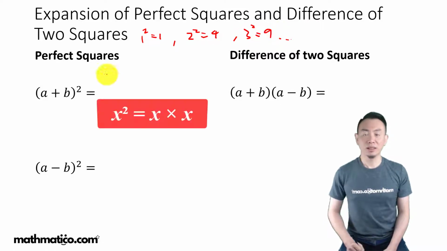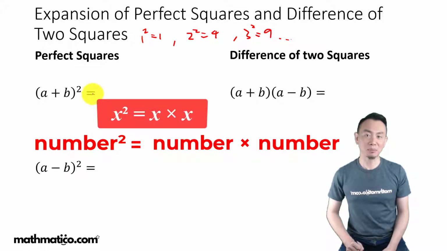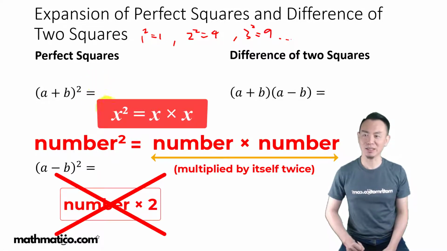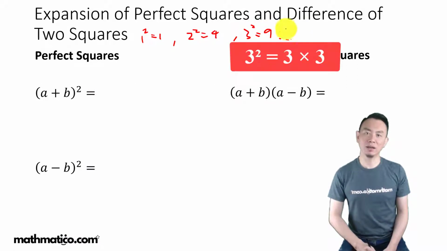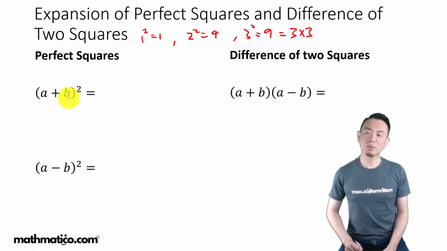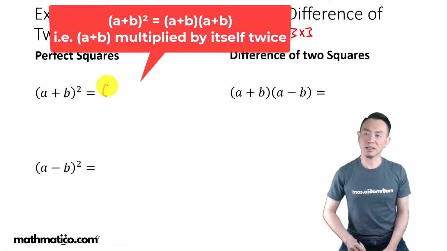And so on. Now any number squared is the number multiplied by itself twice, okay? Not multiplied by 2, but multiplied by itself twice. For example, 3 squared is equals to 3 times 3, right? 3 multiplied by itself twice. So in the same way, (a plus b) squared is (a plus b) times (a plus b).